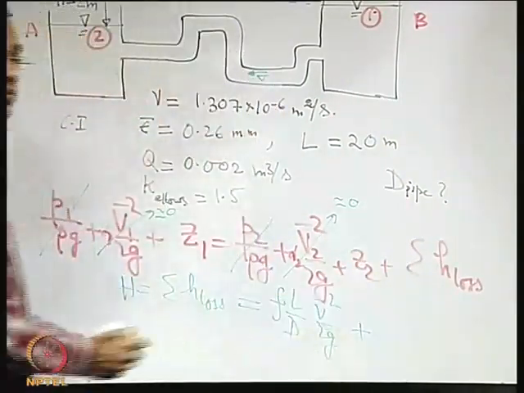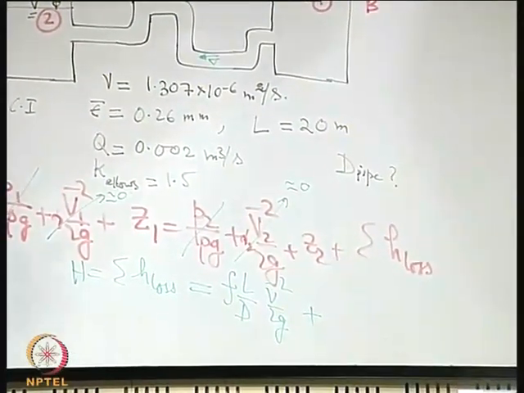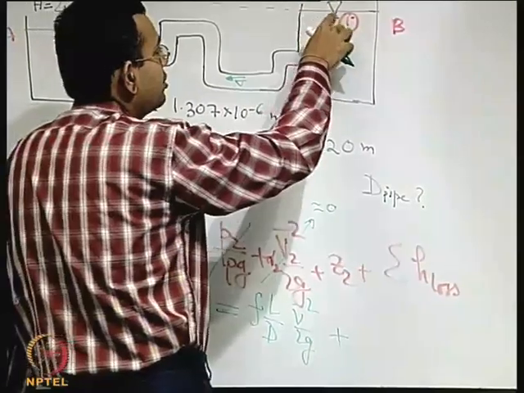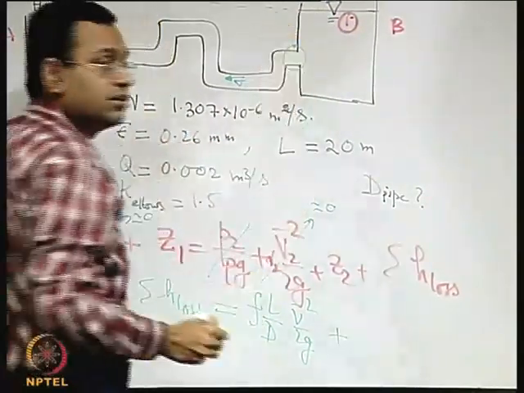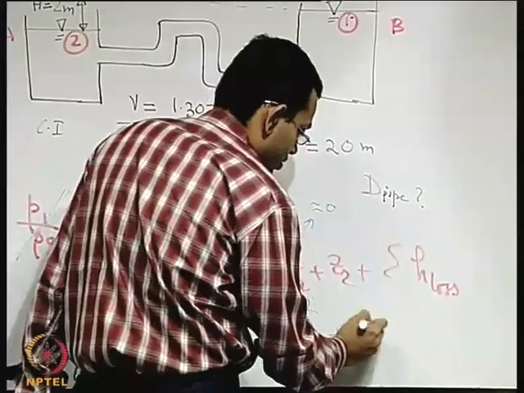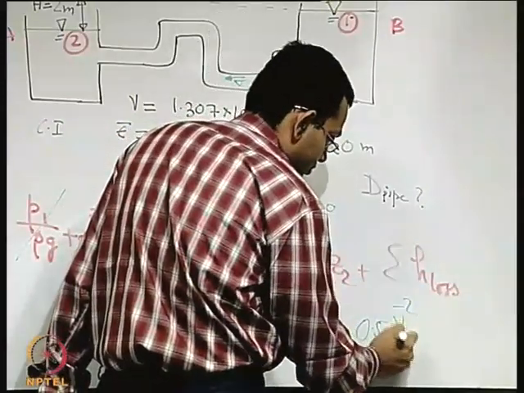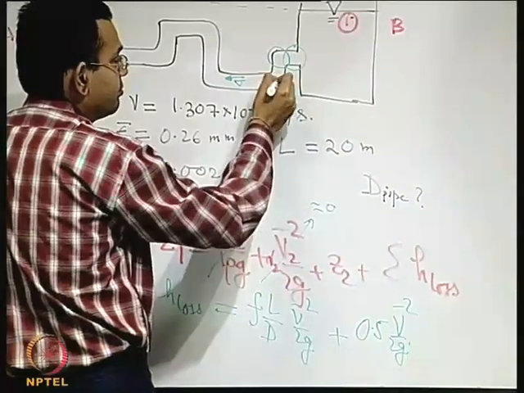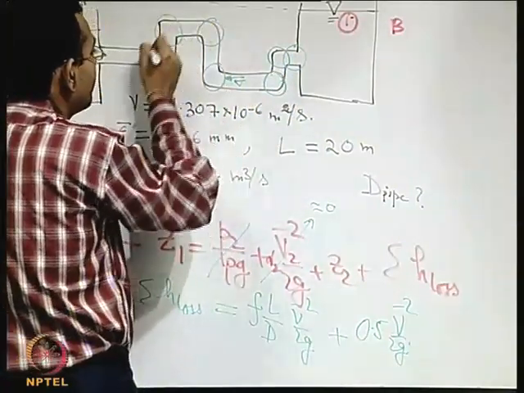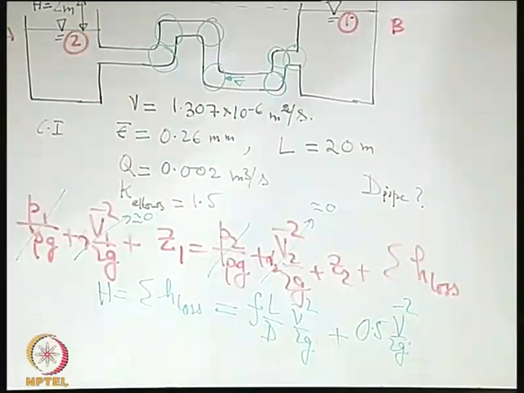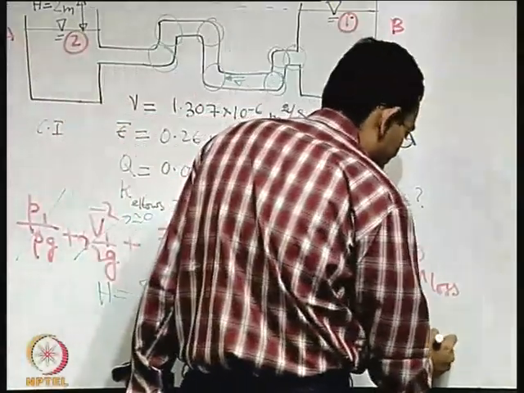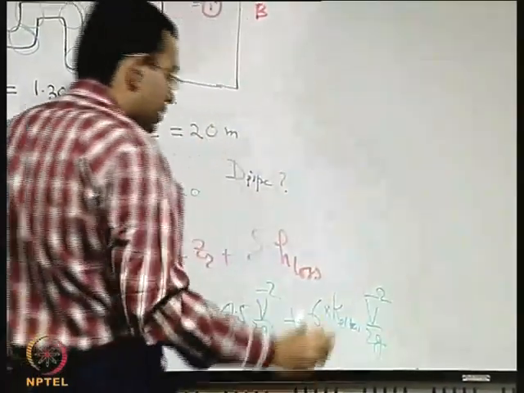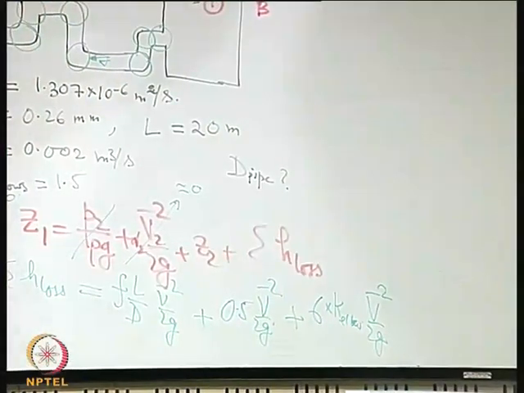Then minor loss. What are the sources of minor losses? Follow the path of the flow, do not do it haphazardly. First, when the fluid enters here, this is an entry loss. So what is that? 0.5 V square by 2g. Then it encounters some number of elbows. How many are there? 1, 2, 3, 4, 5, 6, right? So you have 6 90 degree elbows, each with a loss coefficient K elbow times V square by 2g. Then there is an exit loss.